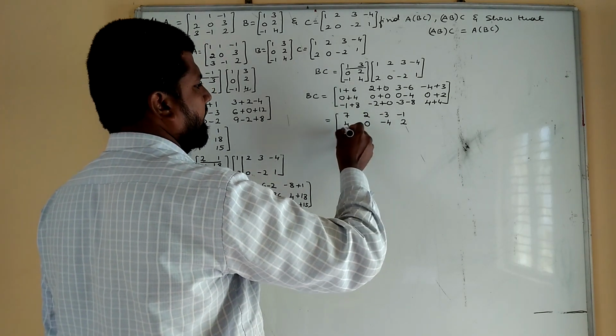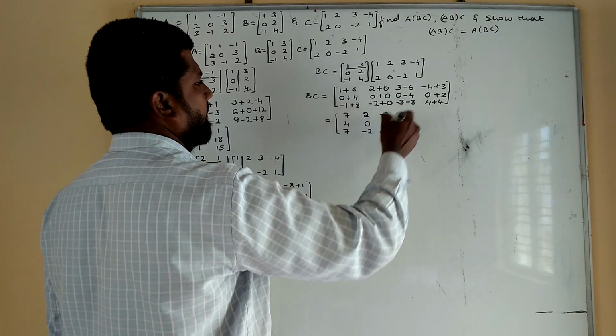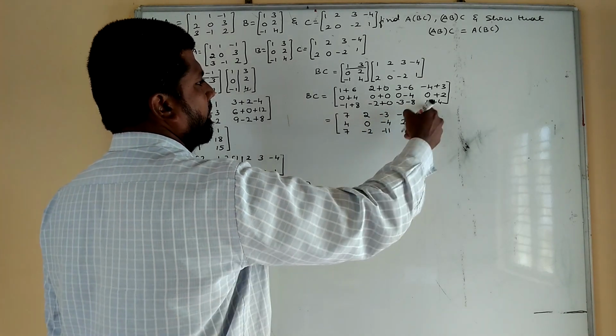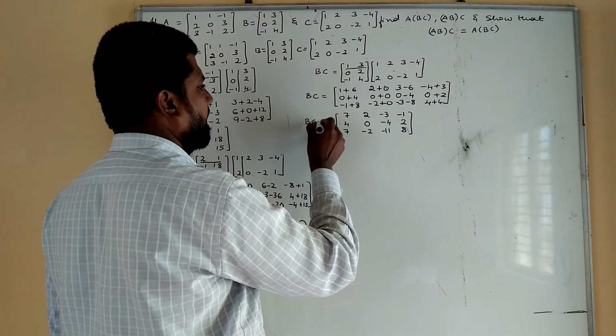Minus 1 plus 8 is 7. Minus 2 plus 0 is minus 2. Minus 3 plus minus 8 is minus 11. 4 plus 4 is 8. So we got the BC.